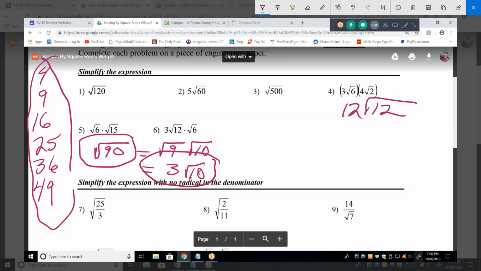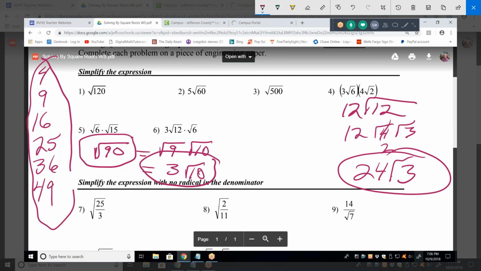Obviously, if it's divisible by 16, it's also divisible by 4. But 12 is certainly divisible by 4, so I can turn that into that. And that becomes a 2. So now I have 24 root 3. And there's your answer. And notice that I didn't have any root 3's to start with. That's okay. Doesn't matter. They intend on you doing it this way here.